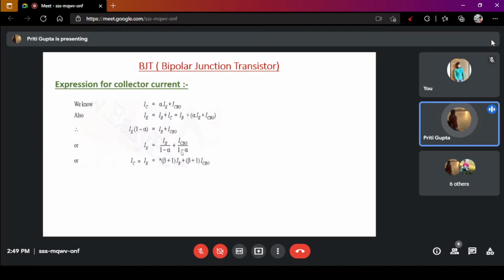Let me tell you what is important for your semester: CB connection, CE connection, configuration, both input and output characteristics. Transistor action. And then the relationships: what do you mean by alpha, what do you mean by beta, what do you mean by gamma, relationship between alpha and beta, relationship between alpha and gamma. These are the important ones.